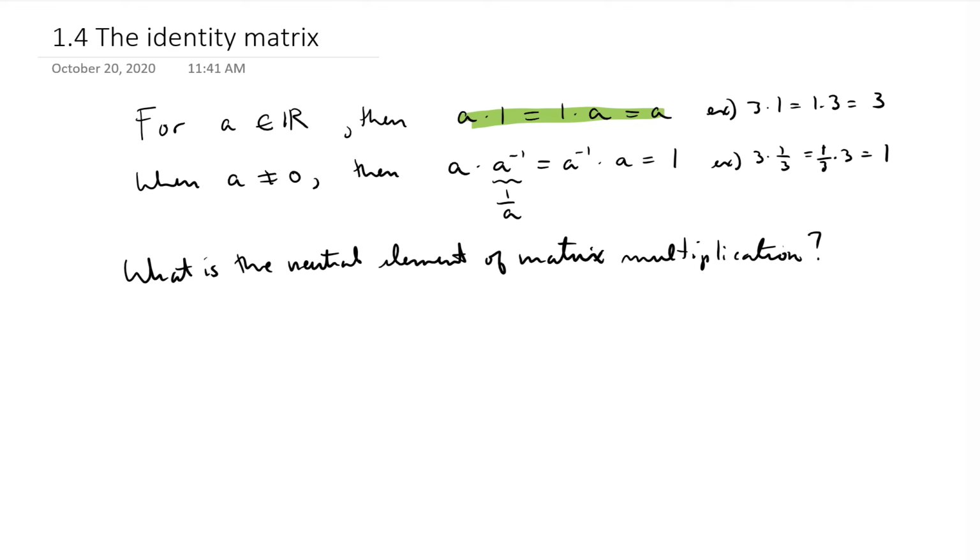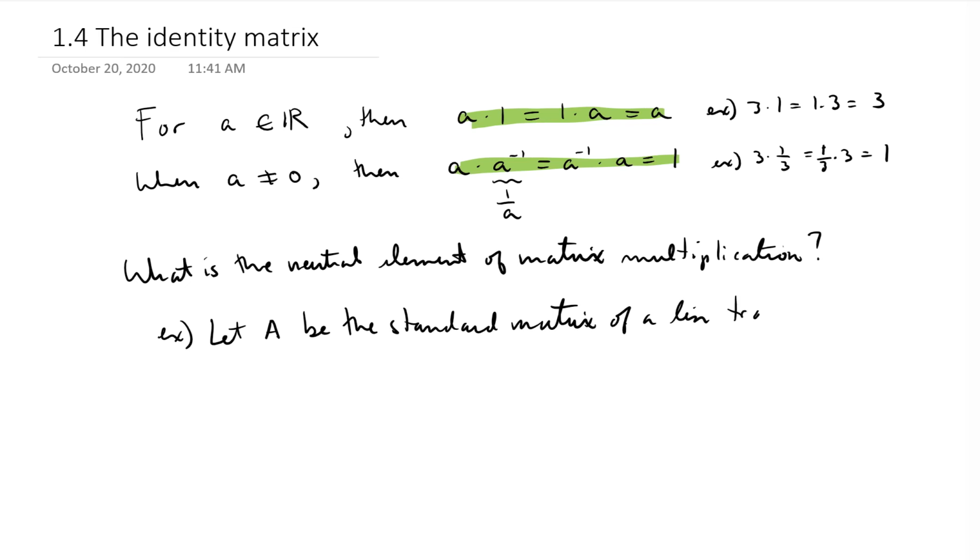Well, let's try. To find it, I'm going to try to replicate this thing here. Instead of a number a, I'm going to choose a linear transformation with standard matrix A. Example: let A be the standard matrix of a linear transformation that rotates 90 degrees clockwise. So if you rotate i 90 degrees clockwise, you get minus j. You rotate j, you get i. Here we go, that's A.